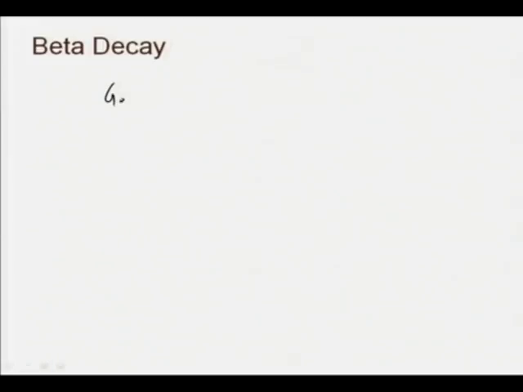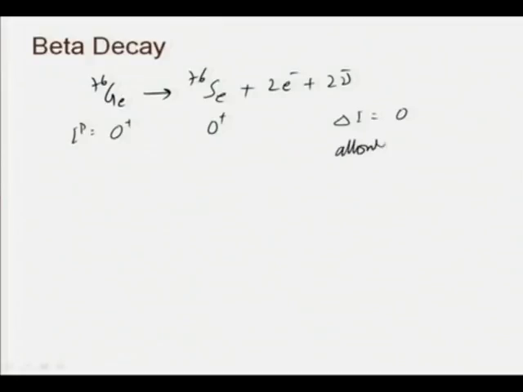But we can again consider the same germanium 76 and ask the question, what about the double beta decay possibility, to Se 76 and 2 electrons plus 2 antineutrinos. Here I^P is equal to 0+ and 0+. Well, that is okay, and there is no change in parity. So, allowed decay.